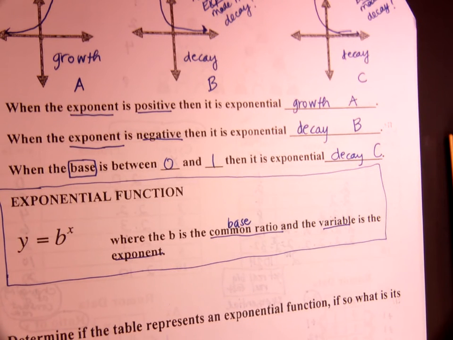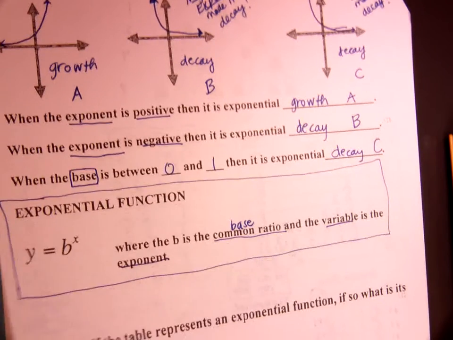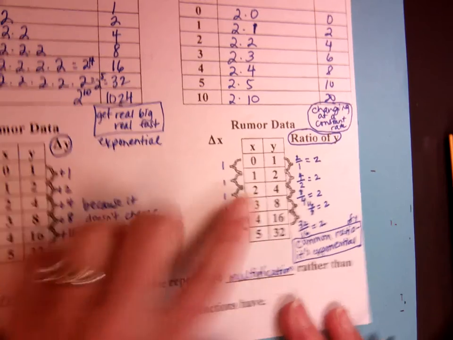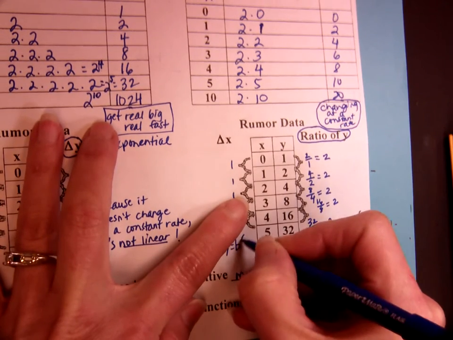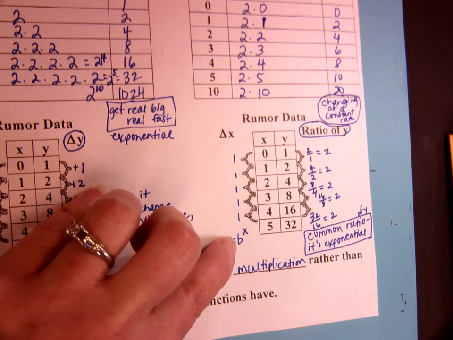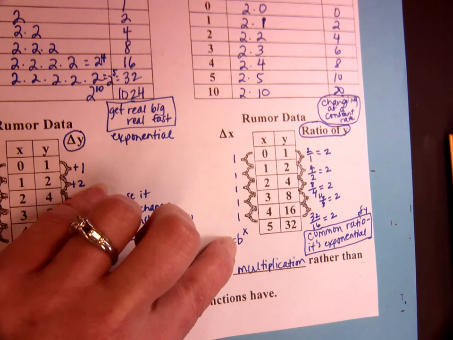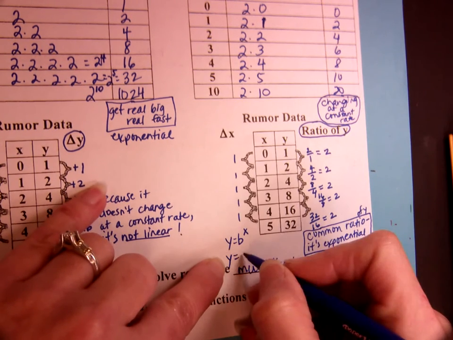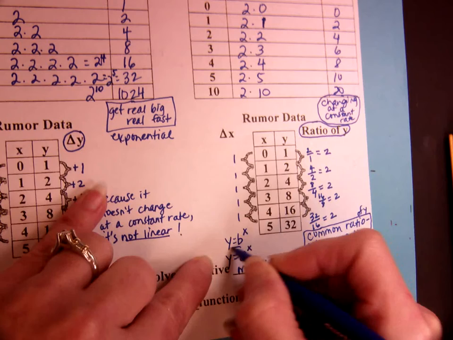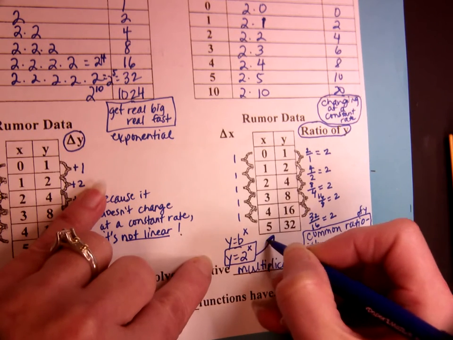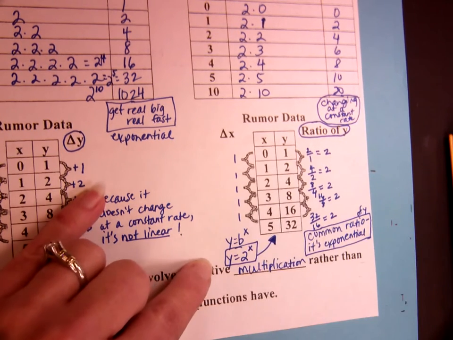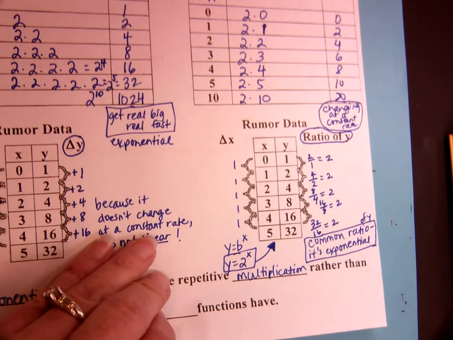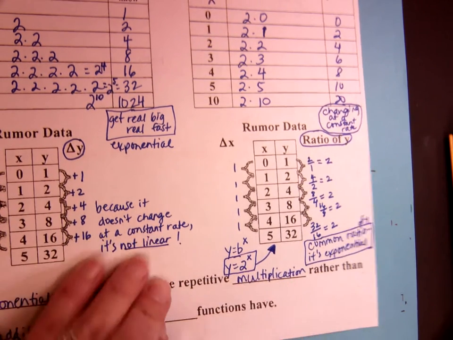So let's go back and write an exponential function for the rumor data. Look right here on this one. If we said that it is y equals b to the x power, what did we say the b was? That's the base, and it is the common ratio. What was our common ratio on this problem? It was a 2. So our base is a 2, and the exponent is x. So this is the exponential function for that table. Y equals 2 to the x power, because we put our common ratio to the x power. Okay?